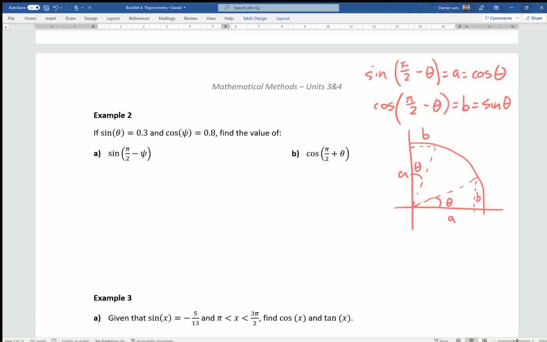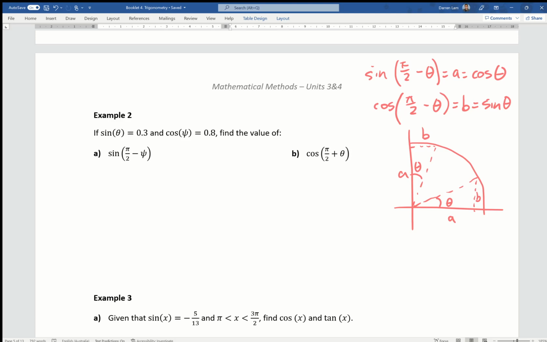So sine of pi on 2 minus theta equals cosine of theta. You can see that in the relationship shown, and you can apply cosine, sine, whichever ratio works, and you get the same thing. So sine of pi on 2 minus theta equals cosine of theta.